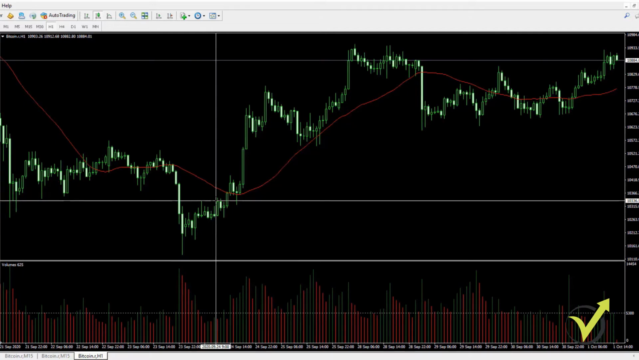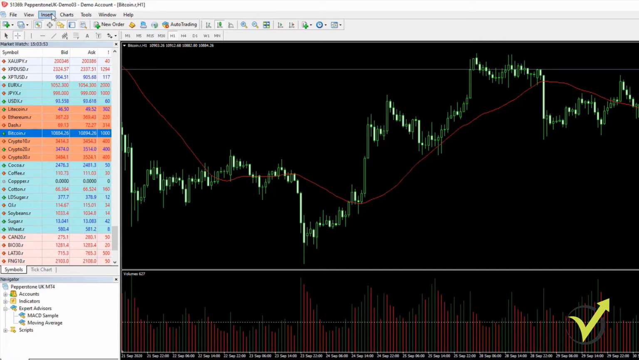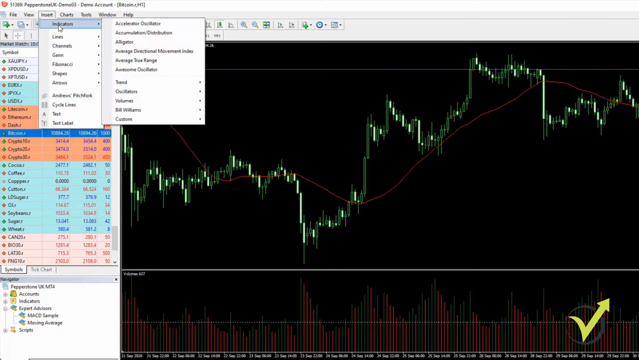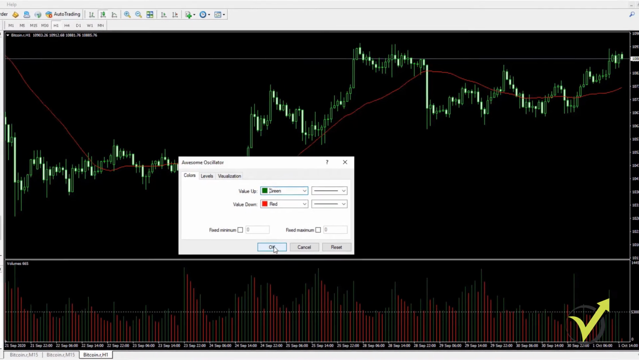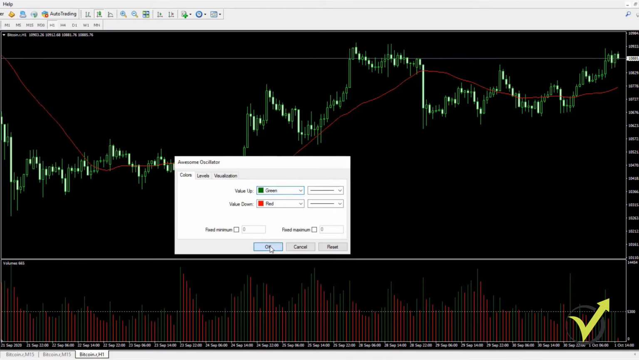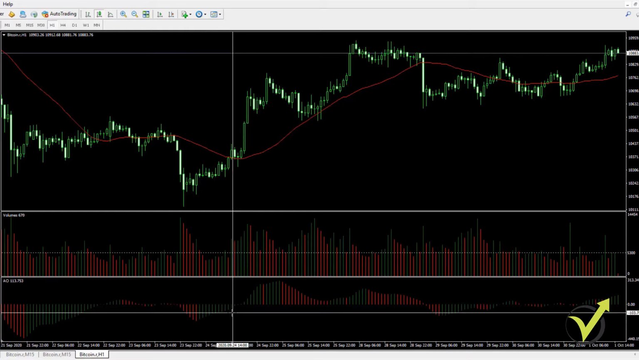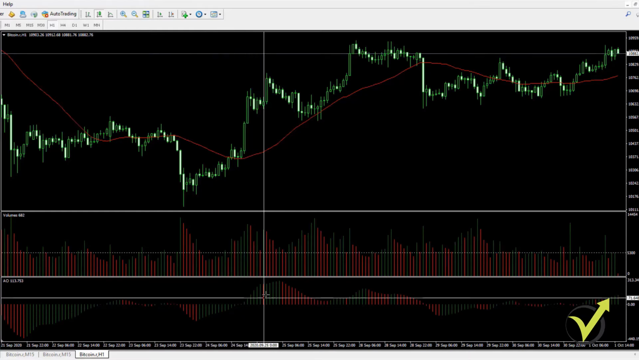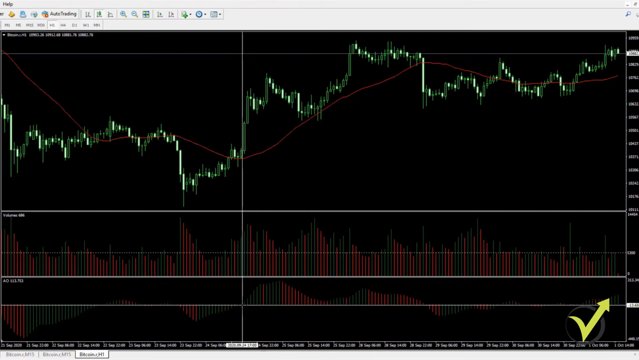And the third indicator is the awesome oscillator, which needs to be rising again. Indicators, and I go to awesome oscillator, and I click on OK. It doesn't have any levels or parameters. It's formed by red and green bars that are going above and below the 0 line. Alright, so the confirmation here is that we need to see the awesome oscillator rises.